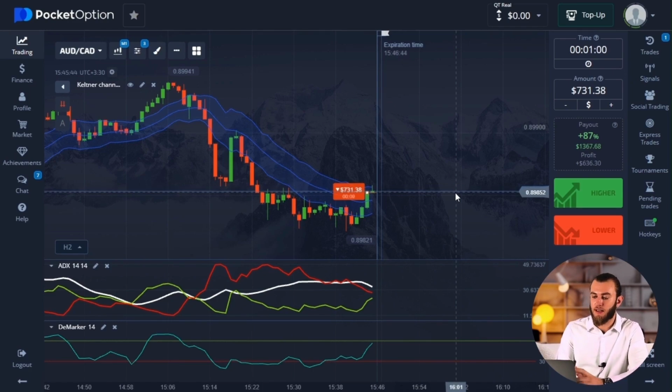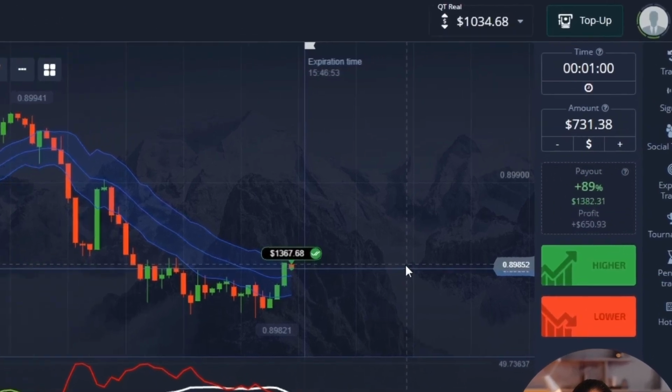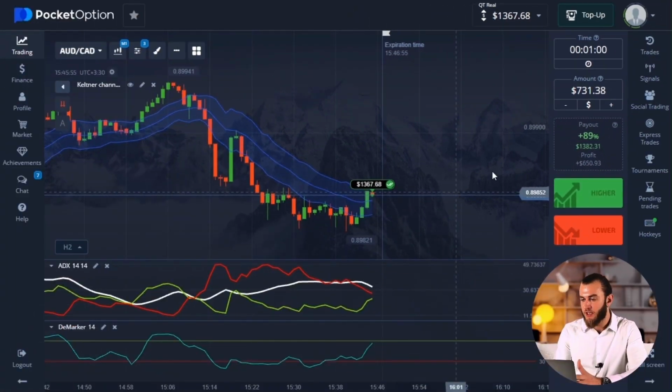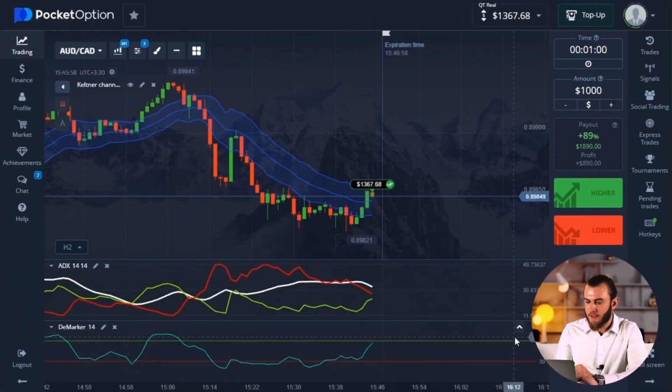Friends, I'll note that the ADX indicator is also useful for detecting a flat market. But remember, like any other indicator, in a sideways market, it won't accurately show the direction. A small profit, but the deal is in the black and we have $1,367 on our balance.